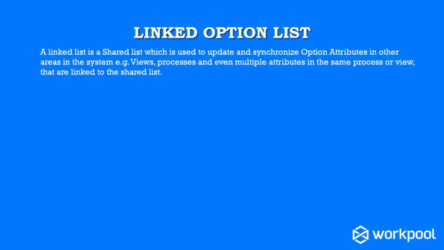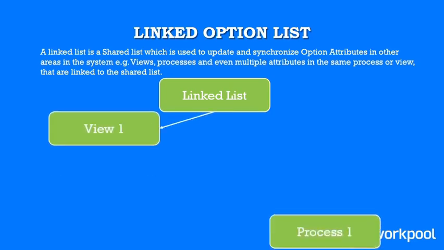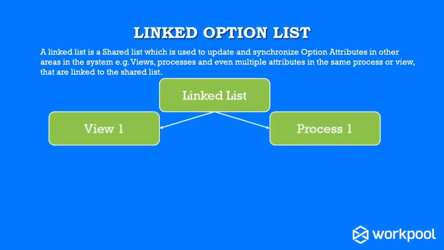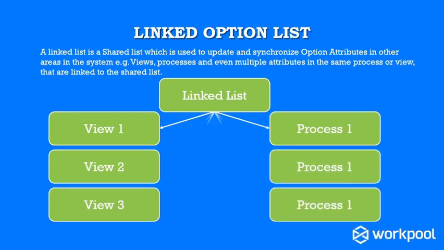So let's move on to our linked option list. So what is a linked option list? It's basically a shared list which can be used to update and synchronize option attributes in other areas in the system. For example, your views and your processes. Multiple views even, multiple processes, and even multiple attributes within the same process or view that are linked to the shared linked list. Let's go to WorkPool so we can see how this function is used.